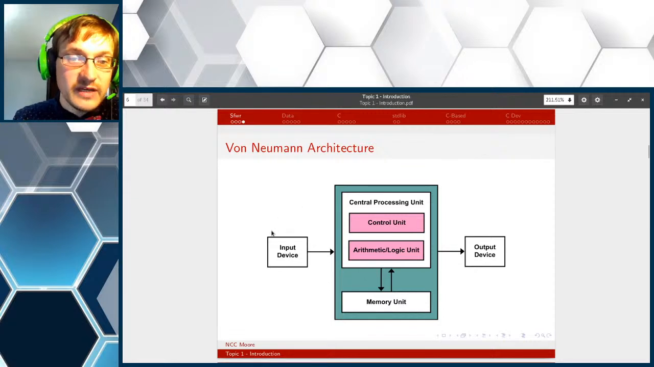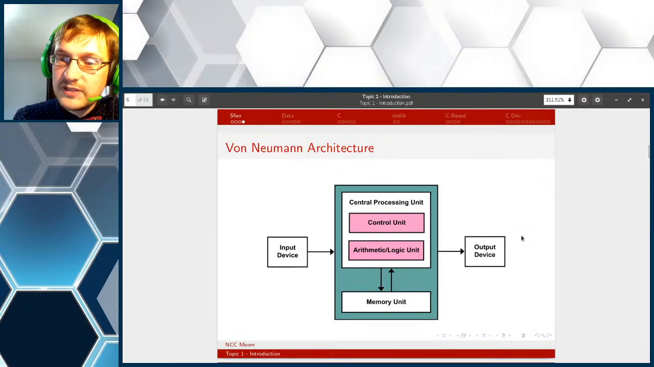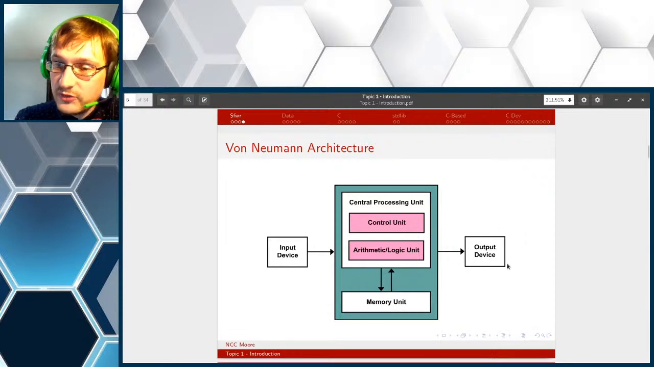You've got an input device, and you've got an output device. Input devices are things like keyboards and mice. Output devices are monitors and printers. In the case of microcontrollers, these can be electrical signals. These would be pins.